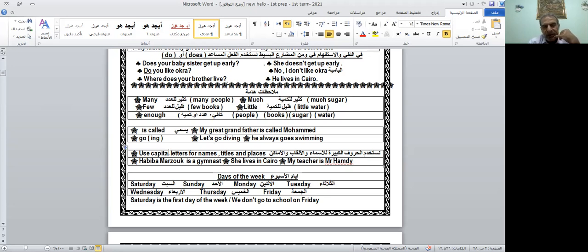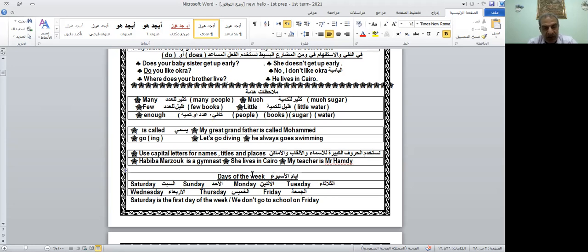Be careful about the writing rules. Use capital letters for names, titles, and places. As you see here in Arabic, تستخدم الحروف الكبيرة للأسماء والألقاب والأماكن. Habiba Marzu is a gymnast. She lives in Cairo, here Cairo. My teacher is Mr. Hamdi.